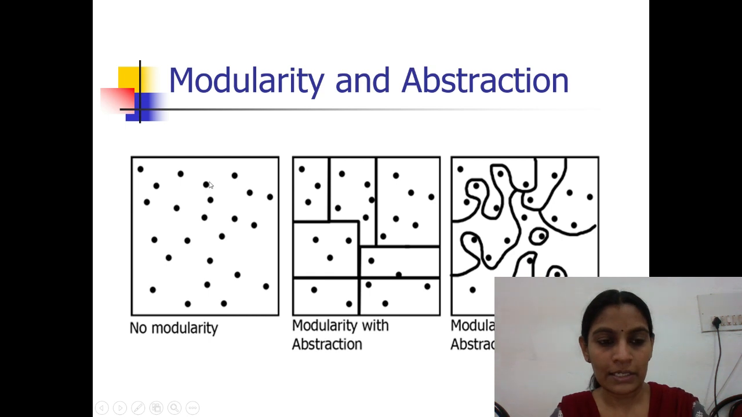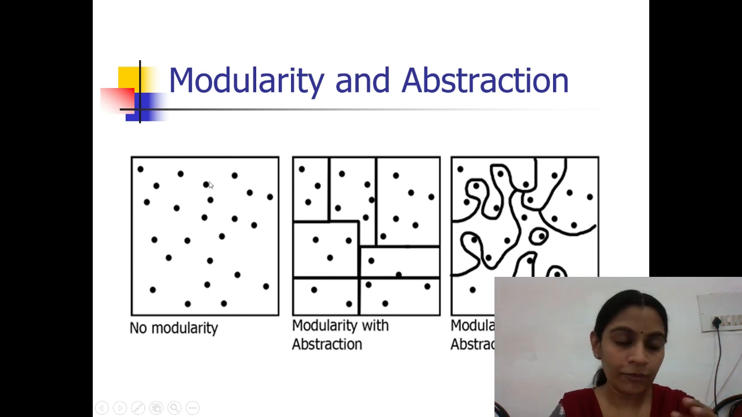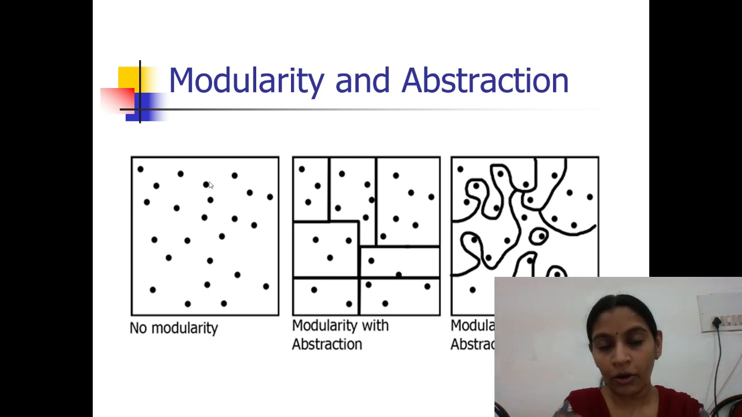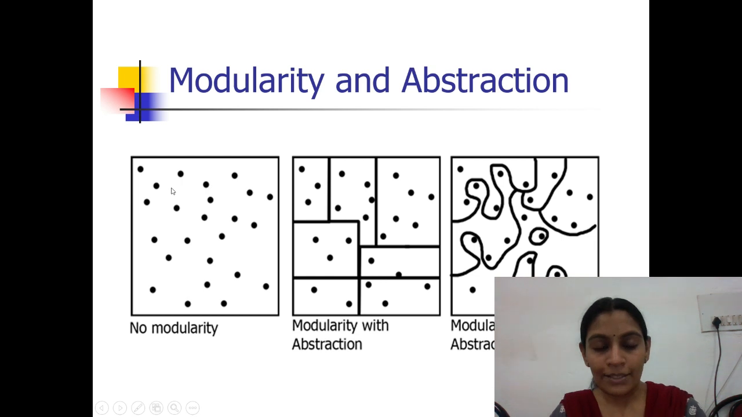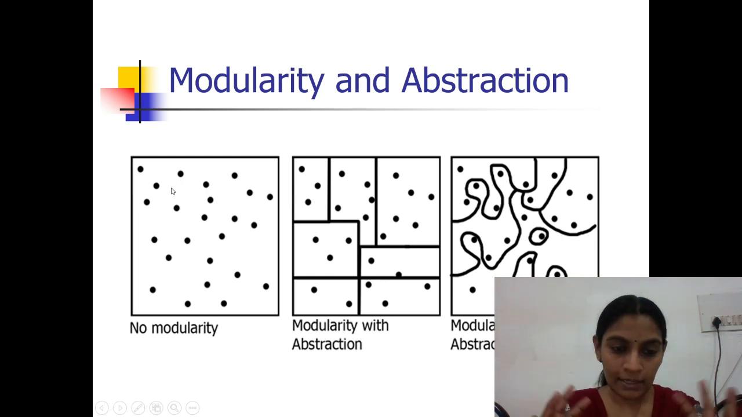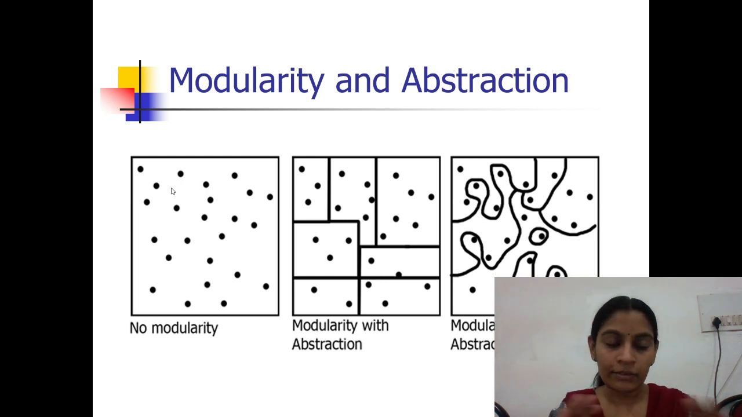As you can see in the picture, I have given three pictures. In the first picture, you can see all components. For example, all these dots are representing the components of your final software product. These components in one single space are independent. They are all lying independently. There's no connection between each other. That means there is no modularity.